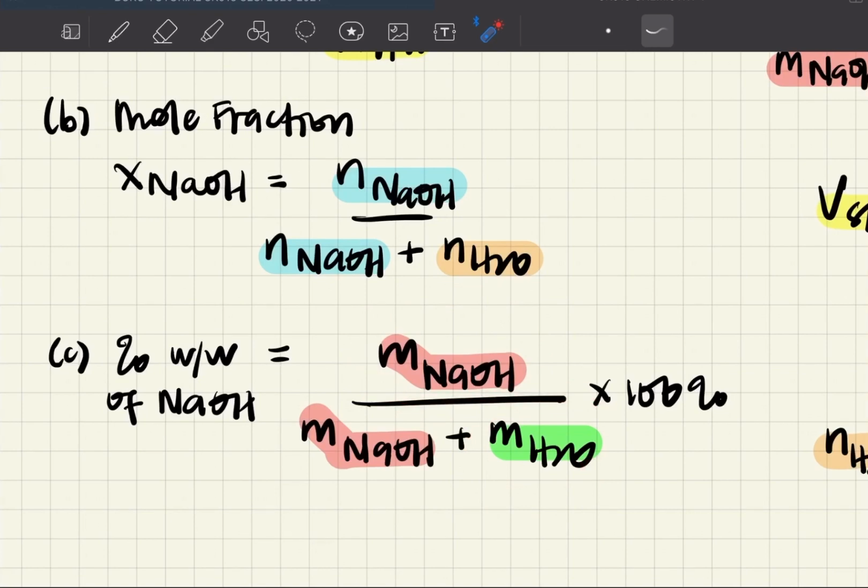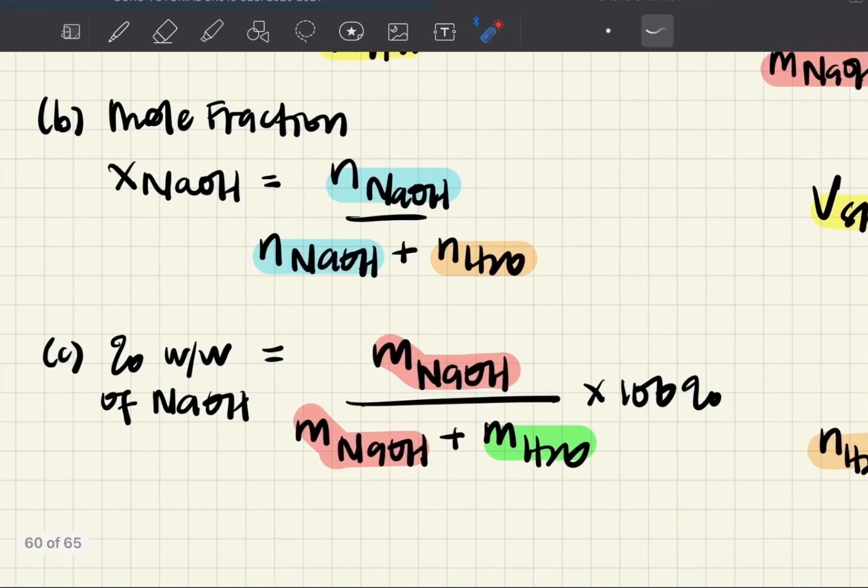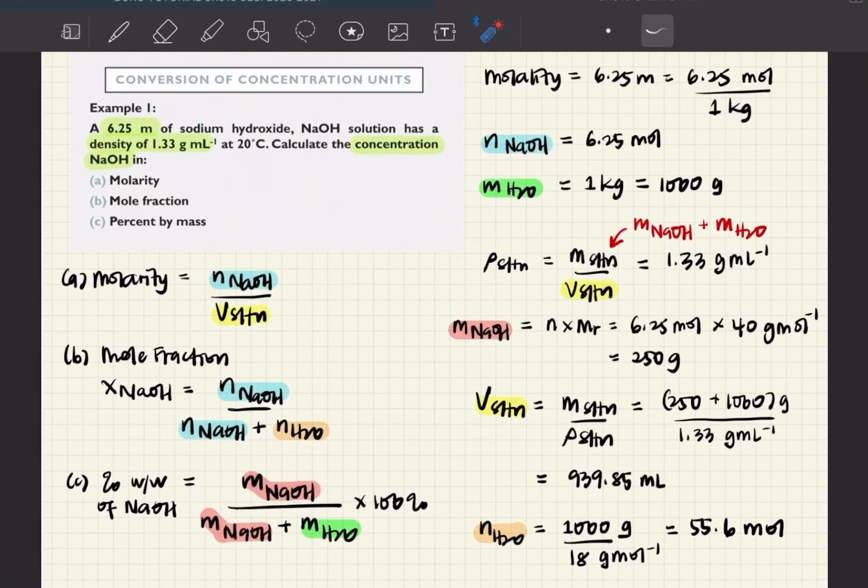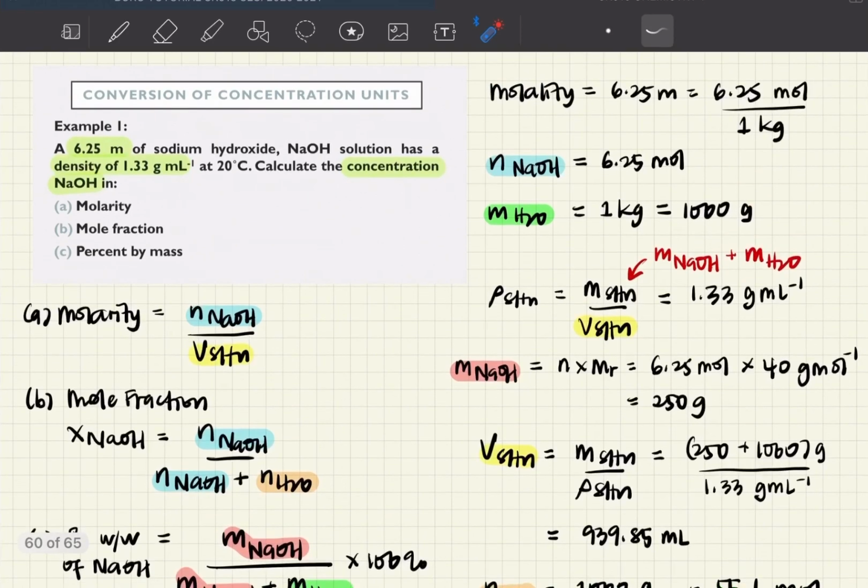But we already have all that, right? Okay, we already have that. So that means that you just use the values that you already found and times with 100%. Okay, so it seems easy, right?